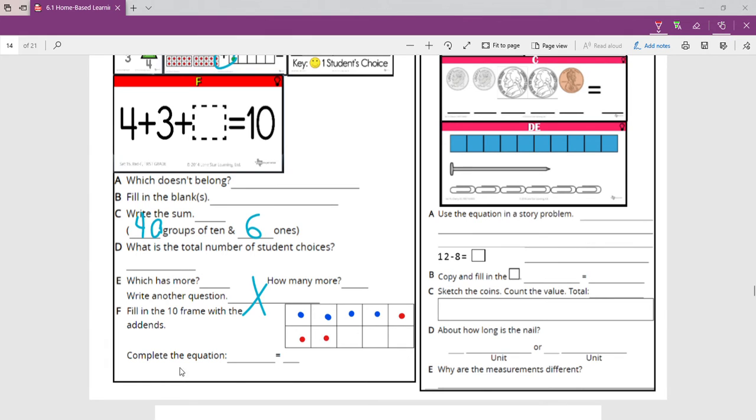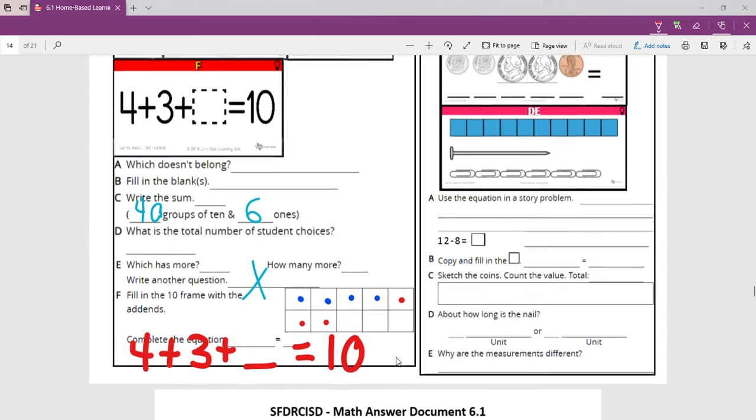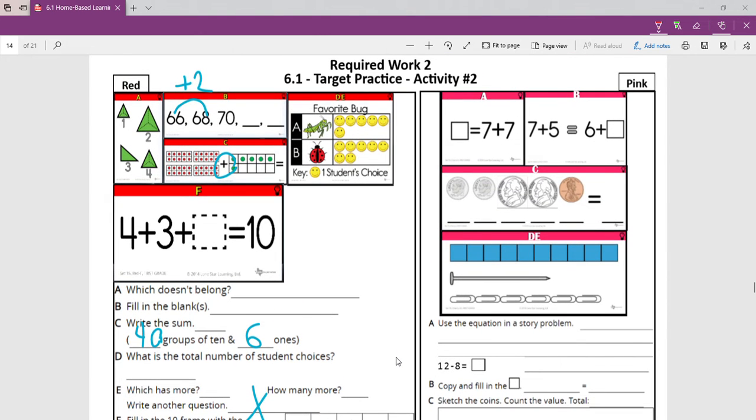So when you write your equation, I'm going to write mine a little bit bigger because my pen is big. You're going to write 4 plus 3 plus this number right here of the ones that are missing equals 10. Okay? And then look at pink. Now we're on the pink side, on this side over here.